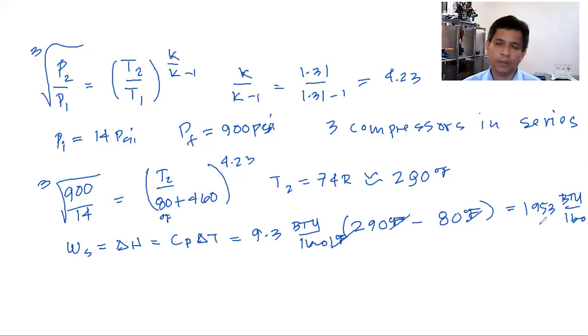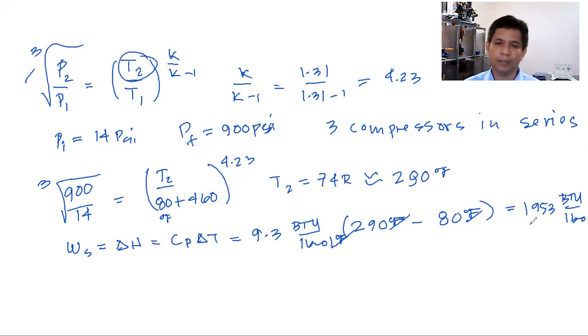I hope you can follow. It's quite simple. You're just using the adiabatic equation, this one, you just get the temperature. And then after finding the temperature, you can readily calculate WS by using Cp delta T. So you have 1953 BTU per pound mole.